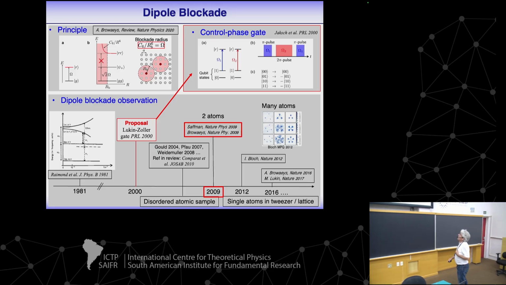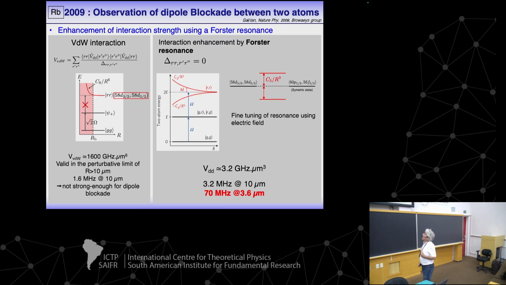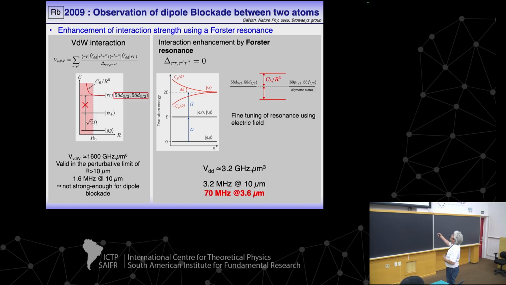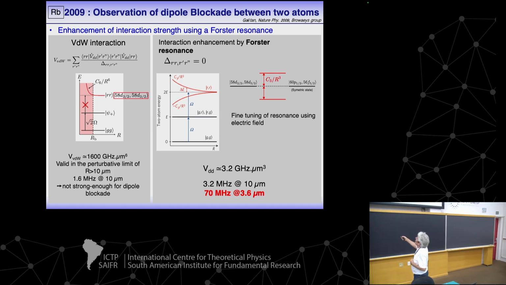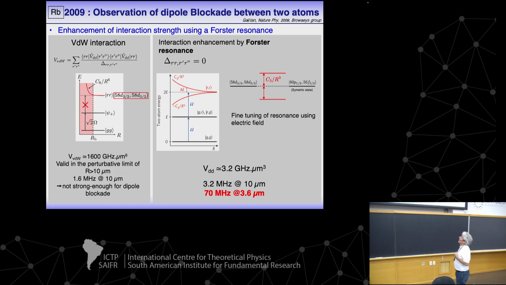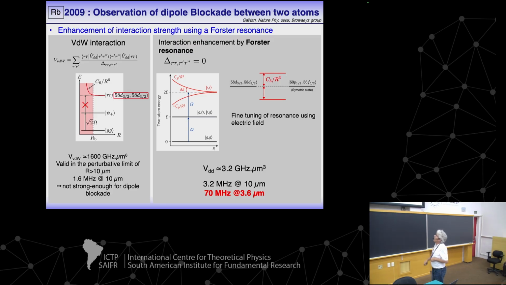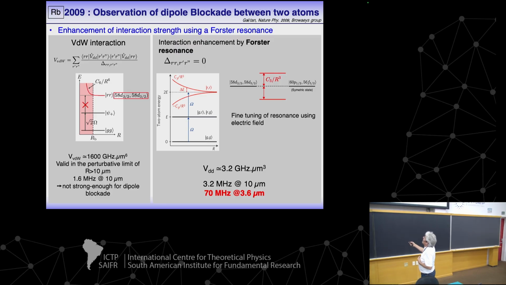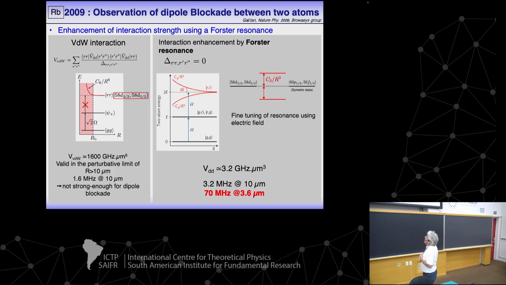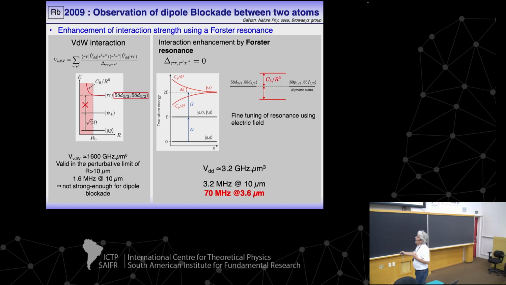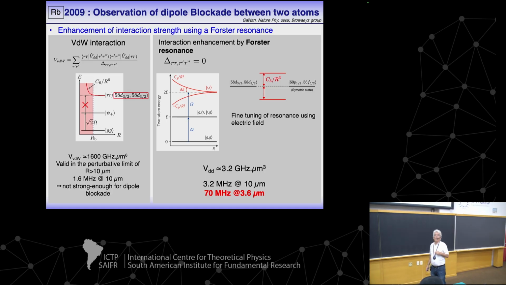Let's go now to the first two-atom realization, and I will describe the experiment performed in the group of Antoine Browaeys. So van der Waals interaction is here, and I here just specify the states which are used in the experiments. They perform first the experiment with two atoms in the Rydberg level 58D 3/2. So if you just consider the van der Waals interaction for atoms separated by 10 micrometers, it's a little bit too weak for having a strong dipole blockade.